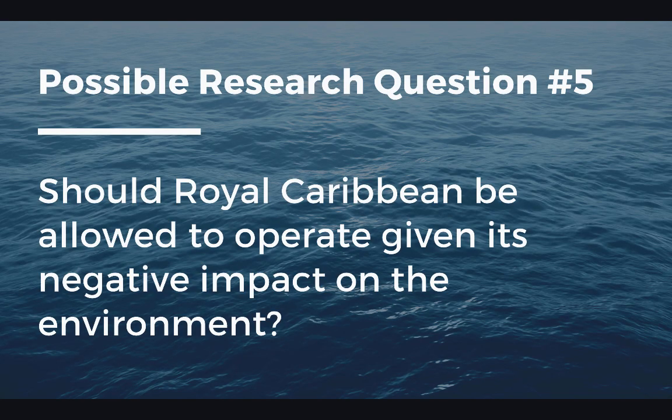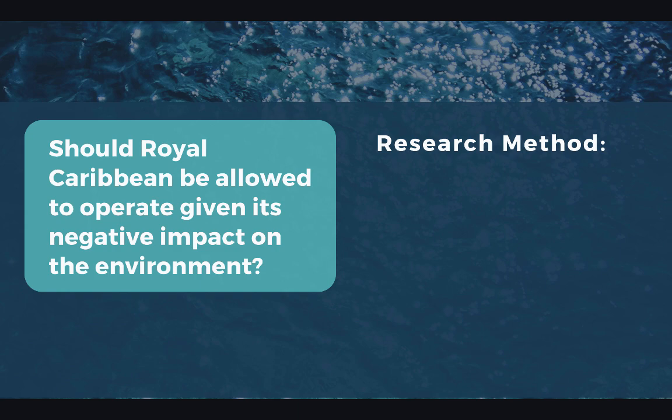Okay, final question. This is a good one. As someone who studies corporate social responsibility, I always have to ask about whether a company that has a negative impact should even be allowed to operate. But here's the problem. There's really no research method that you can use to answer a question like this one in the amount of time that you have for the research paper in this class. This question is complicated and it has a lot of factors that you need to consider. This is the kind of question someone might ask in a dissertation.